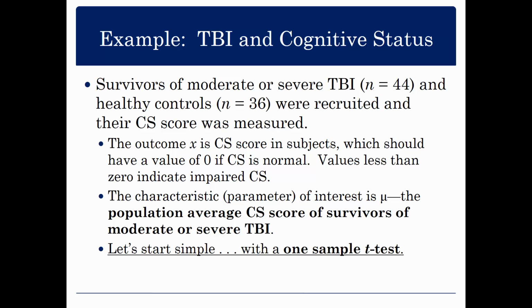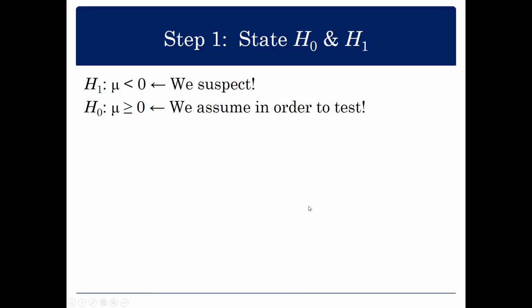So we're going to start with the one-sample t-test, and I'm going to go through those steps for the hypothesis test. So again, we suspect in this sample that we have individuals who are cognitively impaired. So I'm hypothesizing that the average cognitive status score is less than normal, where normal is zero on this scale.